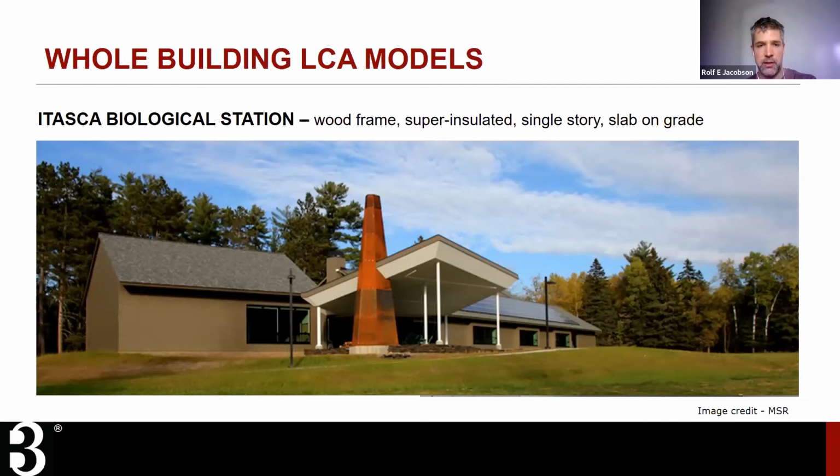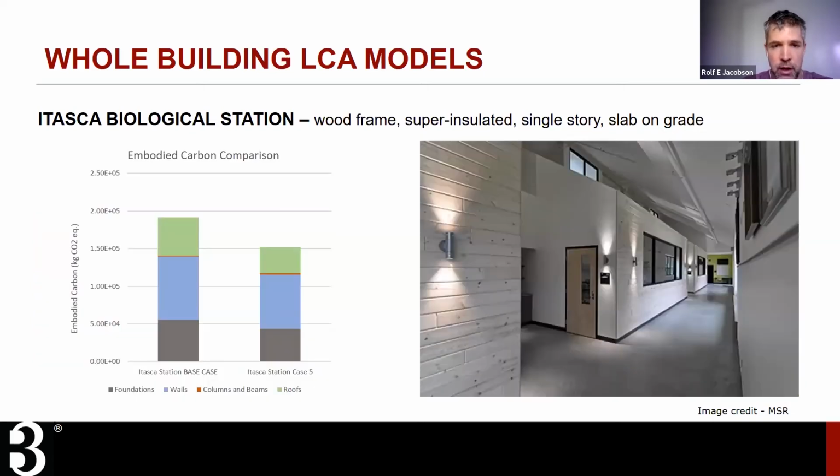Here's a few, I threw in two examples of using this path. I'm going to walk really quickly through these, but this is a look at the Itasca Biological Station, which was a wood frame building, super insulated, as it turns out. And it's a single story slab on grade building. We did some LCA modeling for this building and just used it as kind of a test case to see whether 10% is achievable or not.